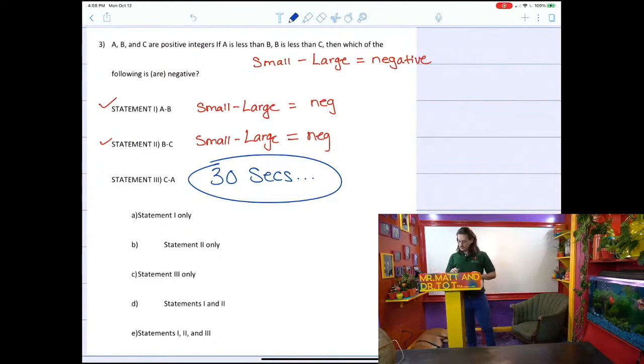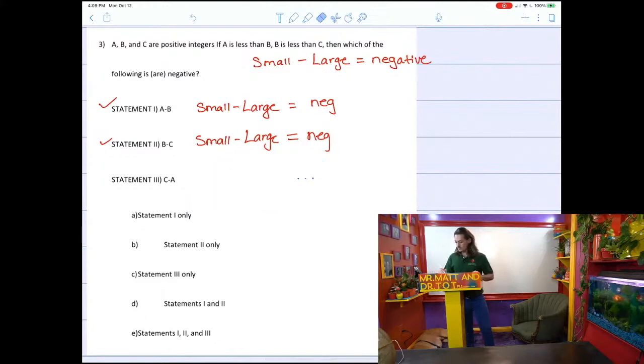Okay, so if we look at statement number 3, C minus A, C is now the largest value because B is less than C, and A is less than B. B is less than C, so C has to be the largest value here. So if we have a large value minus a small value, that's going to reduce into a positive value.